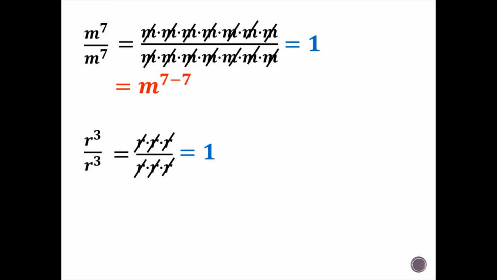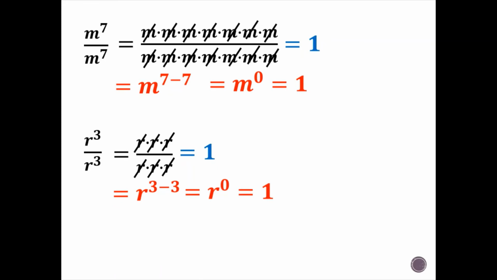We will have m raised to 7 minus 7, that results to m raised to 0. And based from our previous answer, m raised to 0 will just be equal to 1. If I have r cubed over r cubed, that becomes r raised to 3 minus 3. And that is equal to r raised to 0. And based from our previous answer, that is just equal to 1.